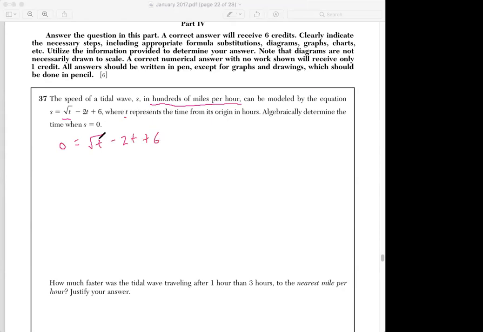What do we do with radical equations? We get the radical thing to one side. So we'll add 2t to both sides and subtract 6. So this becomes 2t minus 6 equals square root of t.